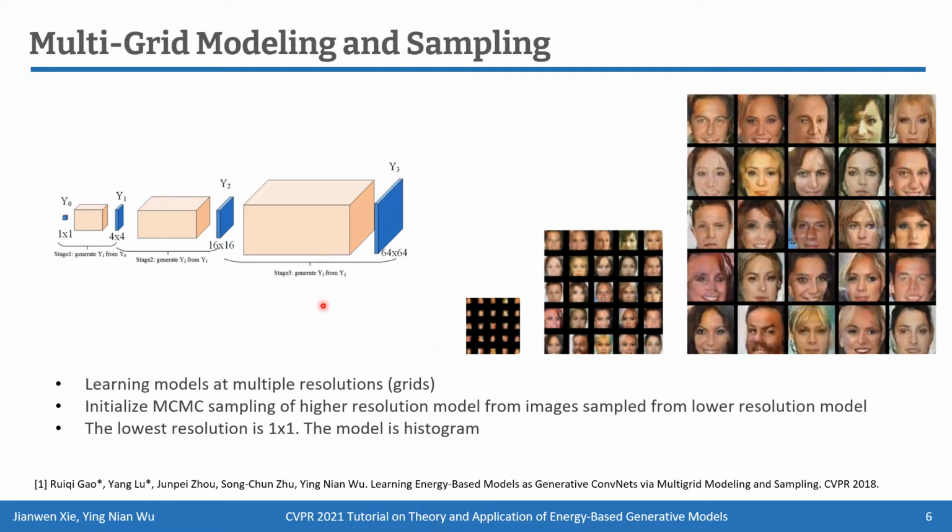So the sampling process starts from this 1 by 1, the lowest resolution, and then we keep using finite-step MCMC to sample the current resolution, initializing from the previous resolution. So this way, we generate images at multiple resolutions and multiple grids. And then we can learn the models at multiple grids. So this shows you some examples where we generate face images at bigger and bigger resolution.